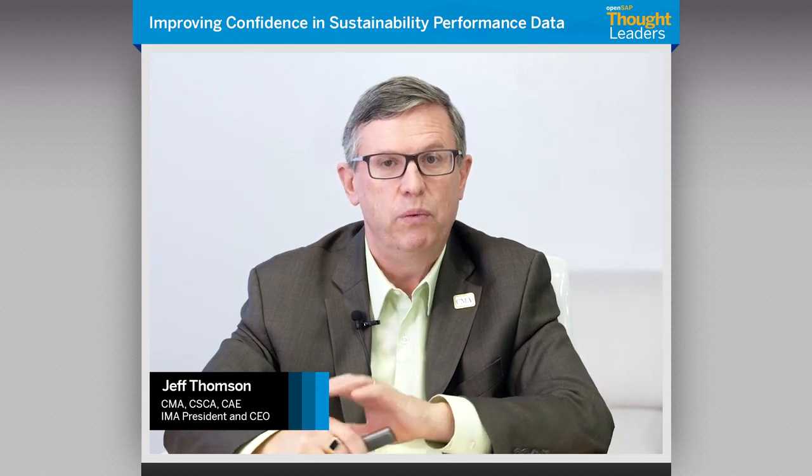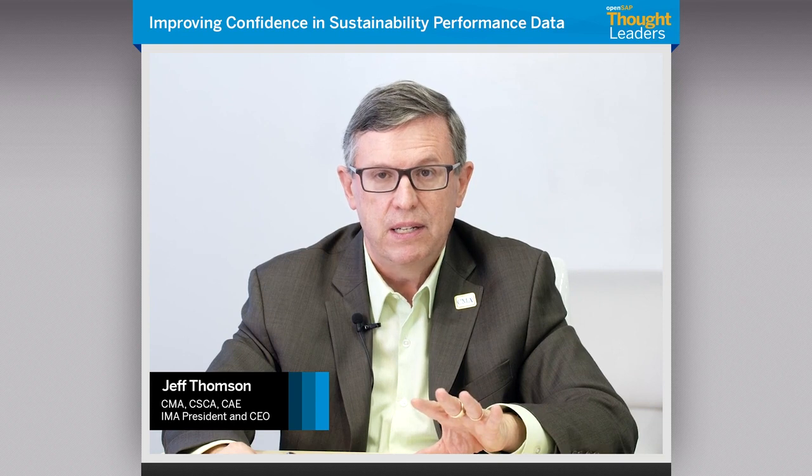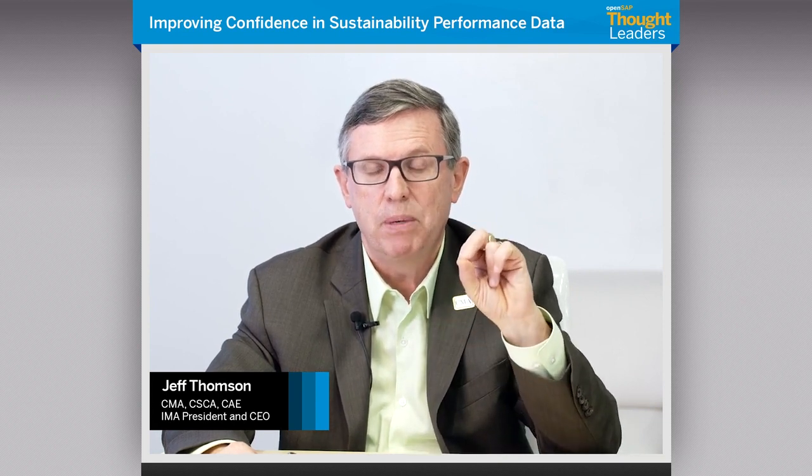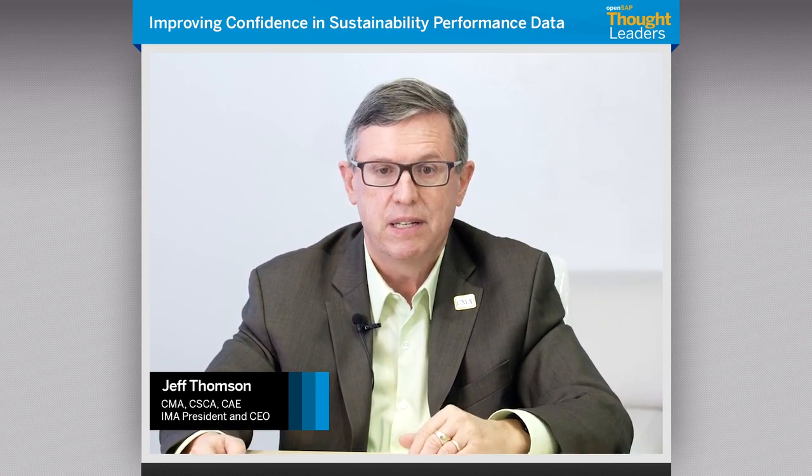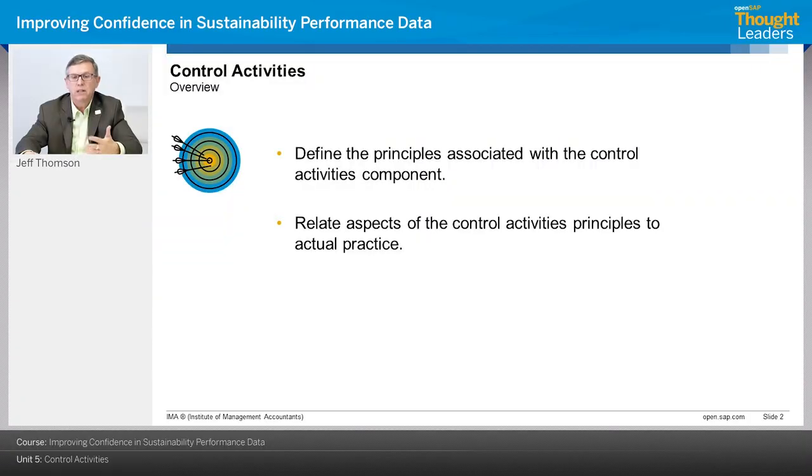In Unit 4, we covered risk assessment. So we identify risks to achieving objectives, whether they're sustainability objectives or financial objectives. Here in Unit 5, we identify those control activities that manage risks to an acceptable level relative to achieving the objectives we set forth for either financial or non-financial activities. In this unit, we're going to define the principles associated with this component, and then we're going to relate aspects of these principles in a practical way using a couple of case studies.